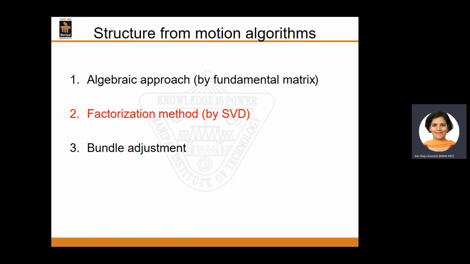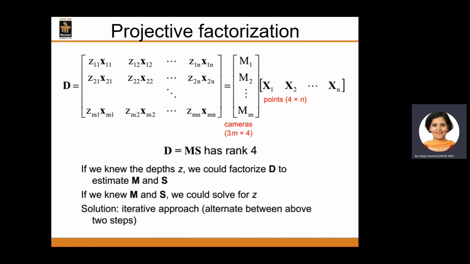In the second approach, which is the factorization method using the singular value decomposition, what you're basically trying to do is factorize the matrices in such a way that it will help with computing the unknowns, right? So we know that we can write small x, which is basically the image point, is equal to 1 by z times capital M, which is the camera matrix, times capital X, which is basically the 3D point, right?